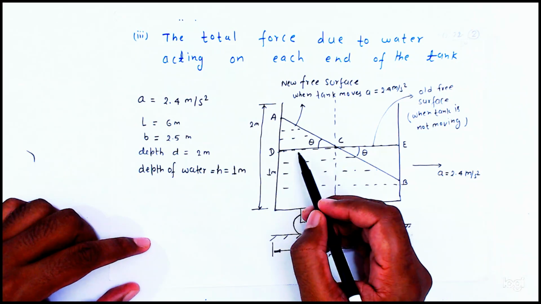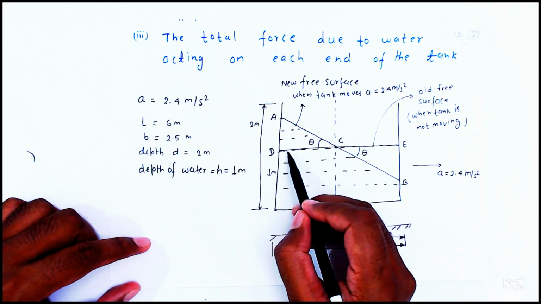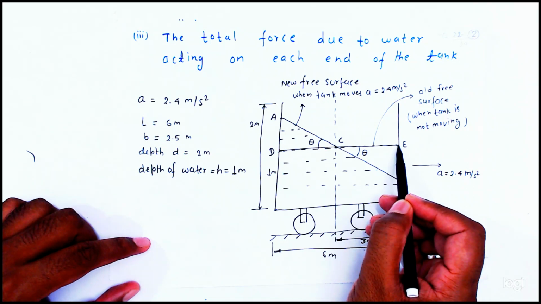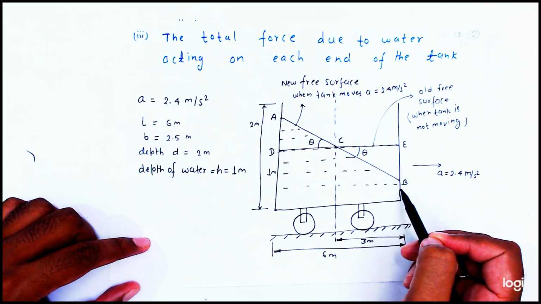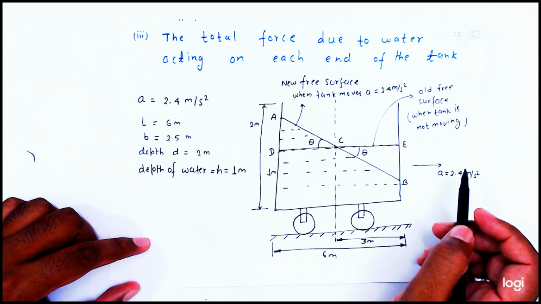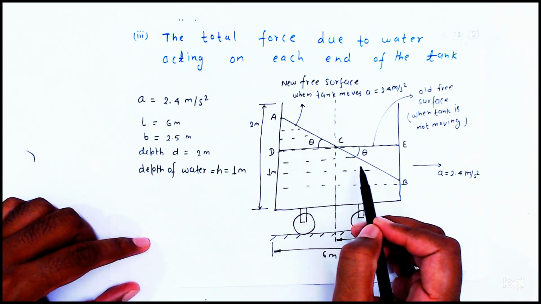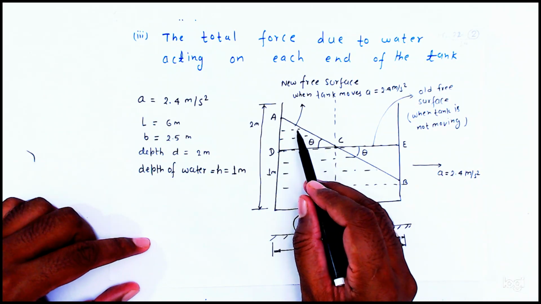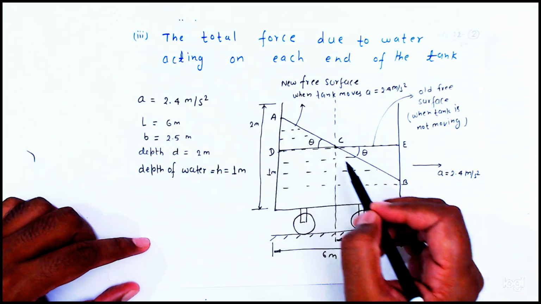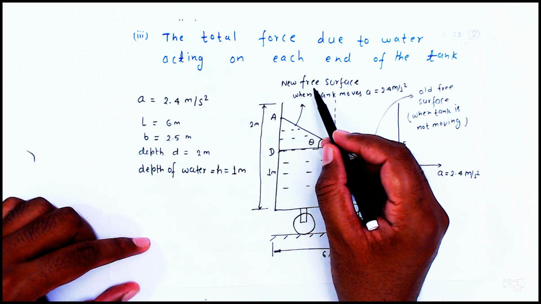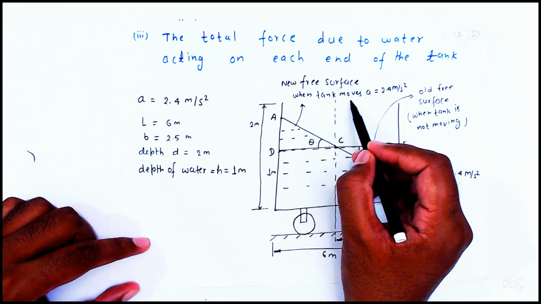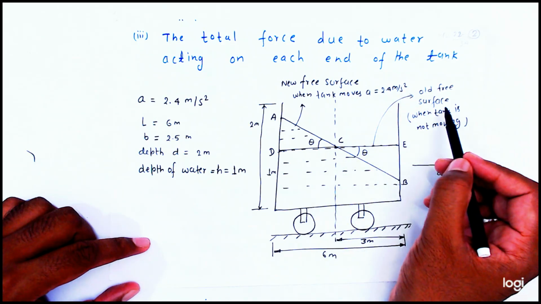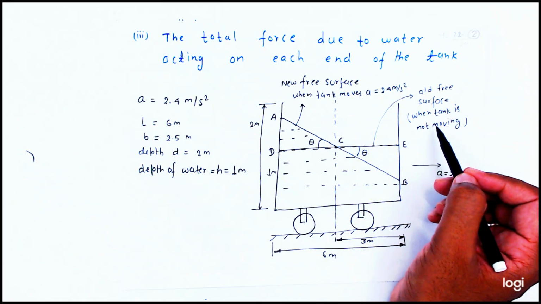Now this is the initial water level, but when this tank is moving with acceleration 2.4, the particles of the liquid will shift and it will form a new surface level AB. Okay friends, new surface level AB. So this is the new free surface when the tank moves with acceleration 2.4 meter per second square. This is the initial, or you can say old one.